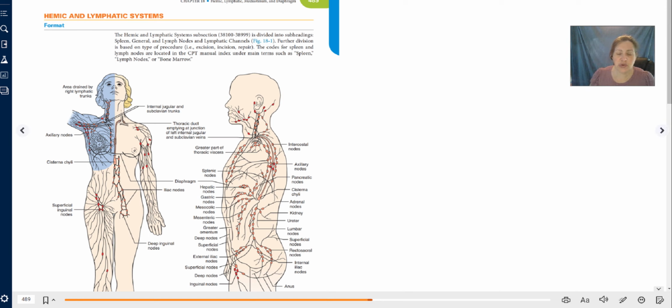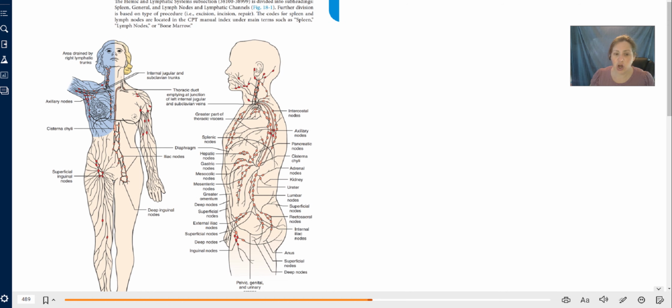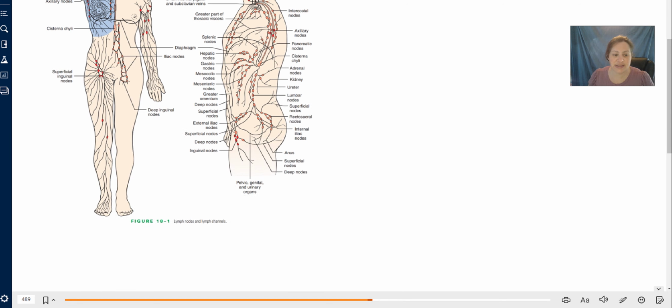So this just gives you an idea of all the lymph nodes around the body because you may see them called by name, or you may have them talk about location like axillary is your armpit, groin, which are actually your superficial inguinal nodes, etc. So you may need to refer to these diagrams sometimes.